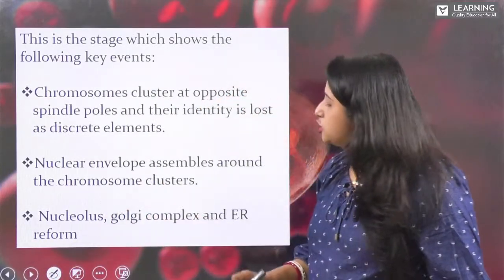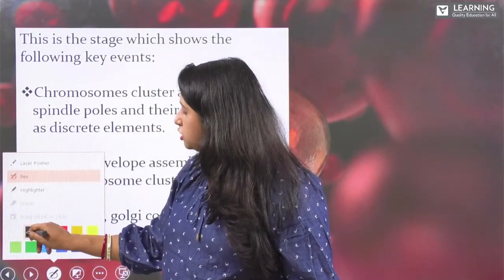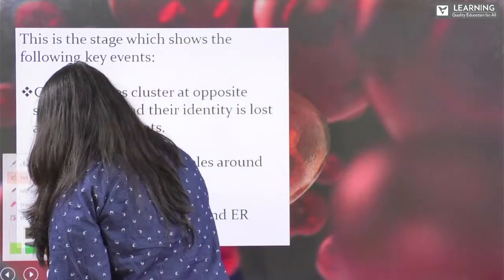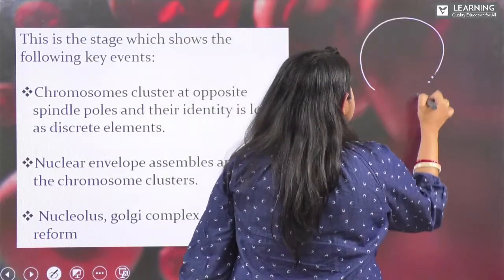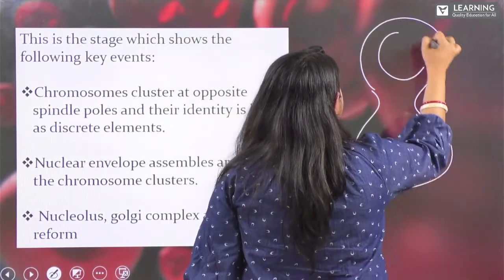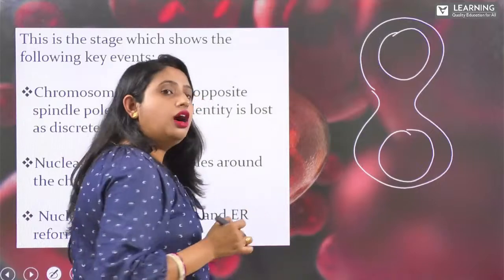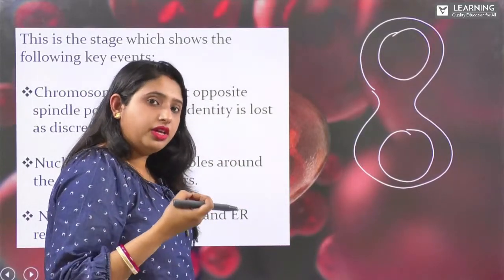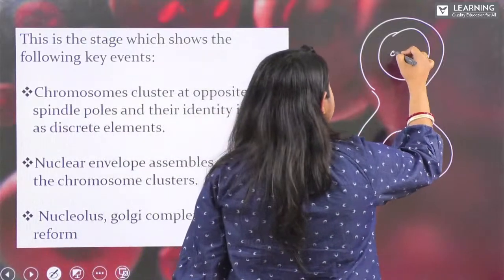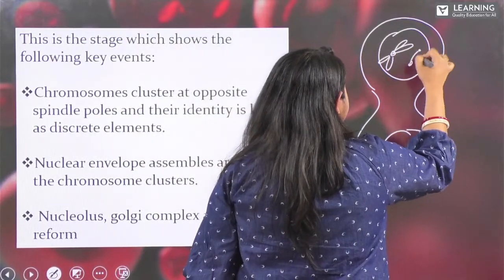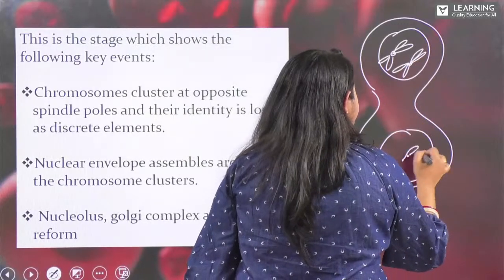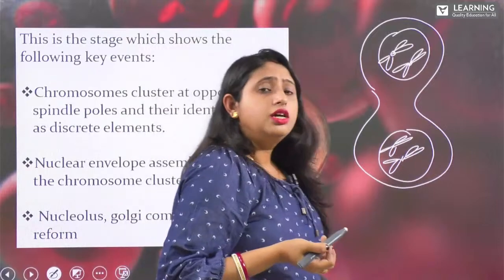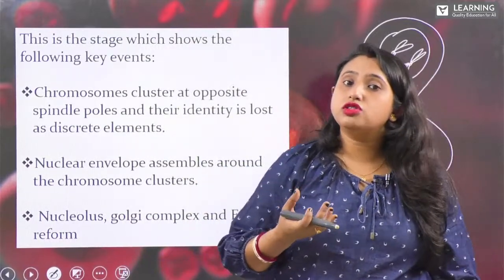So during this process, what happens? During the telophase stage, we can see a structure like this. So now the chromosomes start to reappear again, okay? So see here, you will see the chromosomes, isn't it? So the nuclear membrane also reappears.